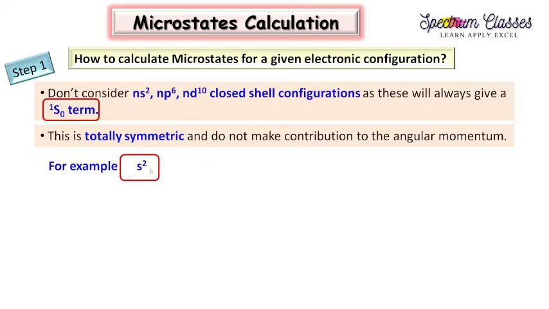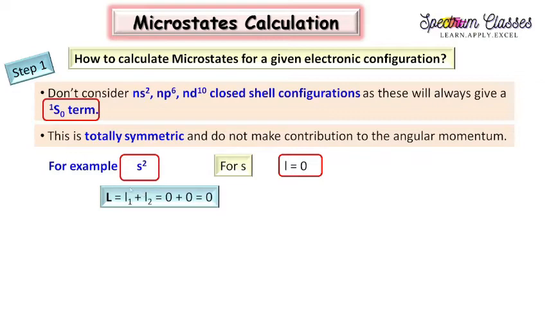Say I have the s2 configuration, which is for helium. For this s orbital, the azimuthal quantum number l is equal to 0. And if we are going to calculate the term symbol for this, first we have to calculate the total orbital angular momentum for these two electrons and then the spin angular momentum. So the first electron is in the s orbital and the second electron is again in the s orbital. For s, l is 0. So l1 is 0 and l2 is 0, so L is 0.